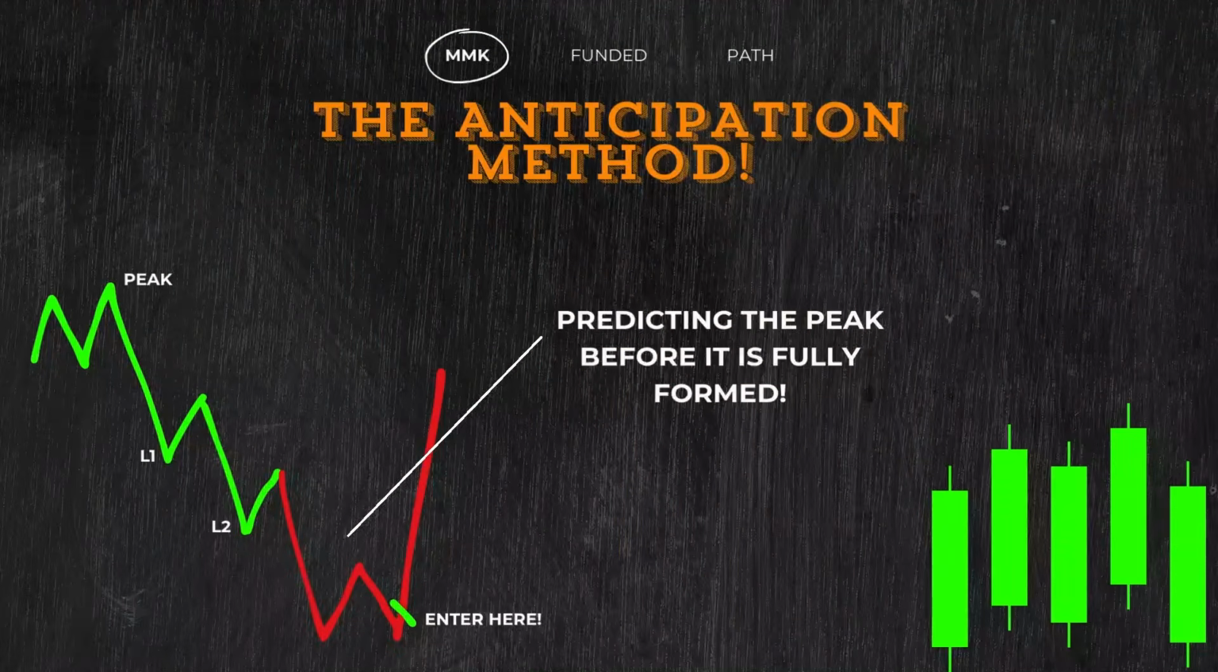First method we're going to talk about is the anticipation method. This is when you predict the peak before it's fully formed. As you can see, what we have on this example is we've got a peak formation, one level of drop, a second level of drop, and what we can do is anticipate the last push being the third level of drop, giving us a peak formation, allowing us to enter the market as the market reverses.